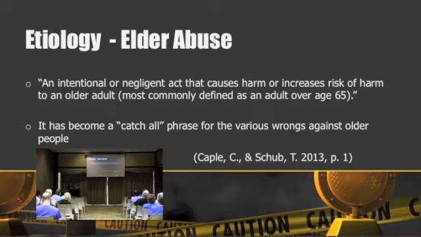So, define elder abuse. It's currently defined as an intentional or negligent act that causes harm or increases the risk of harm to an older adult. At this point, it's commonly defined as age 65. Some laws are using age 60. As I get older, I'm a fan of, let's call that 65 or 70, but elderly patients, according to some laws, it's even the age of 60. It has definitely become a catch-all phrase for the various wrongs that are done against older people.